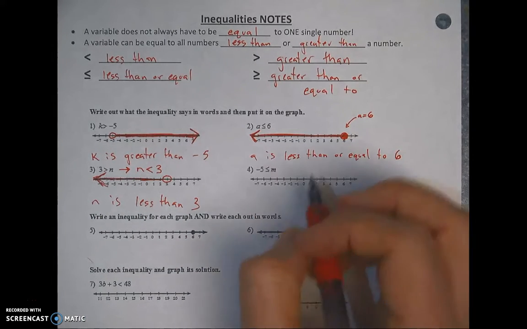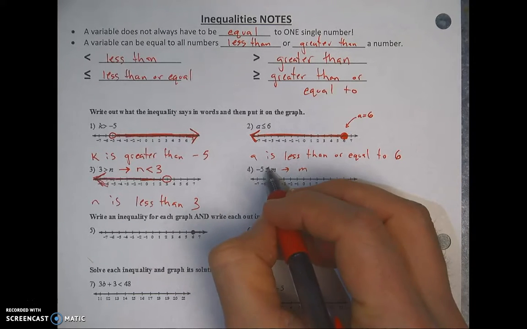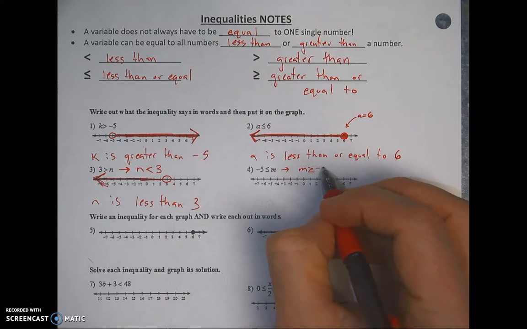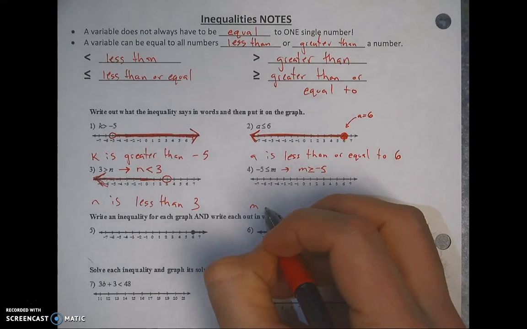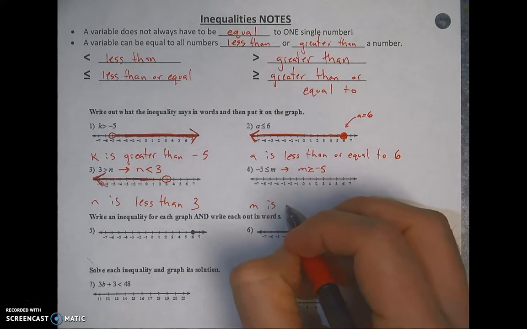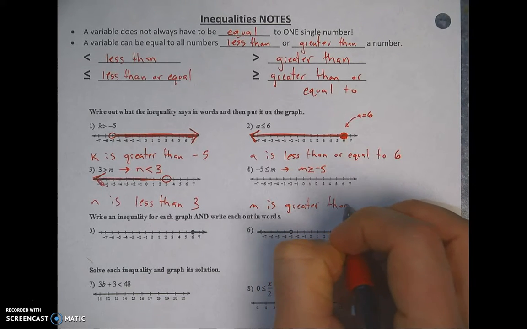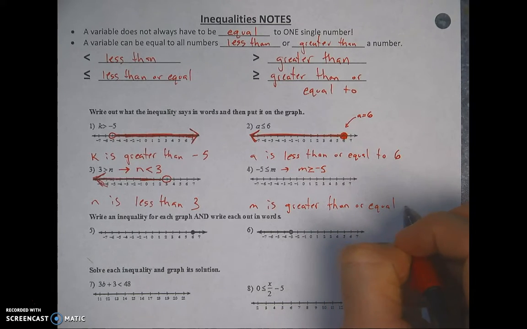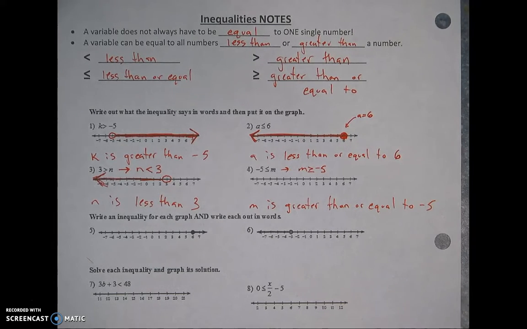So number 4, first thing I'm going to do is rewrite it. So I'm going to put the m in front, which means I need to flip this sign. It needs to stay open towards the m, -5. So what does this say? M is, it's open towards the m's. That means m is the bigger number, so it's greater than. It's also got that little line underneath, so it could also be equal to -5. Put it on the graph.